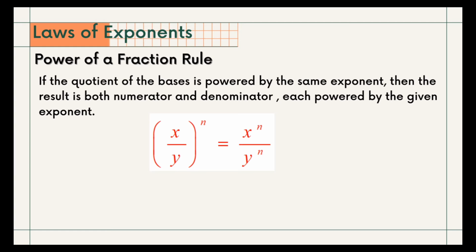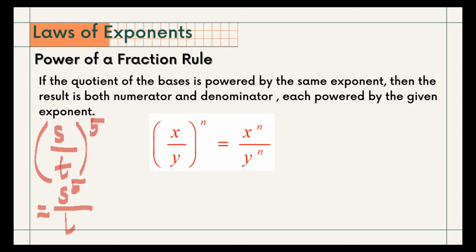So, example, you have s over t, and then raise natin siya by 5. So, isa-isayin din natin siya, etong numerator and denominator, i-raise by the exponent outside or by 5. So, you have s raised to 5 over t raised to 5.